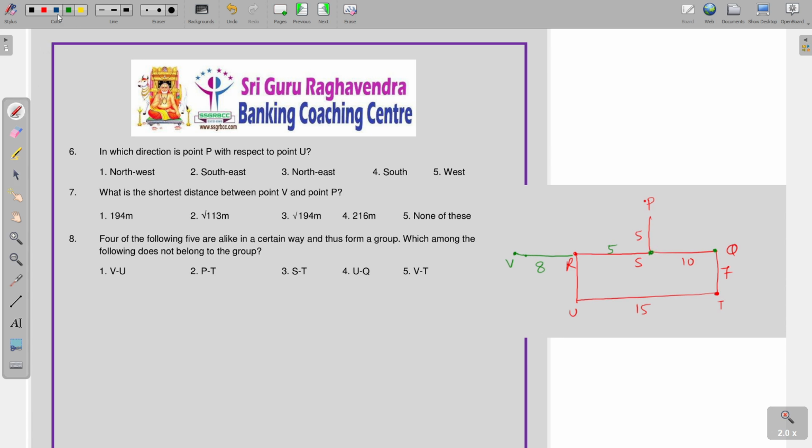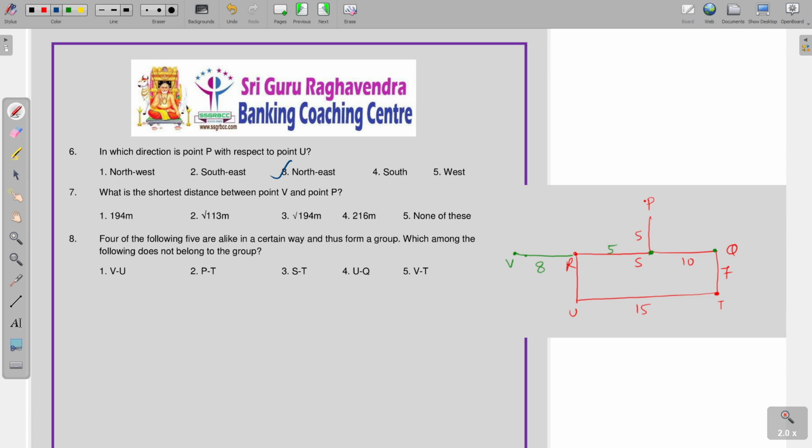Question number 6. In which direction is point P with respect to point U? So, U here and point P here. So, point P is northeast of U.